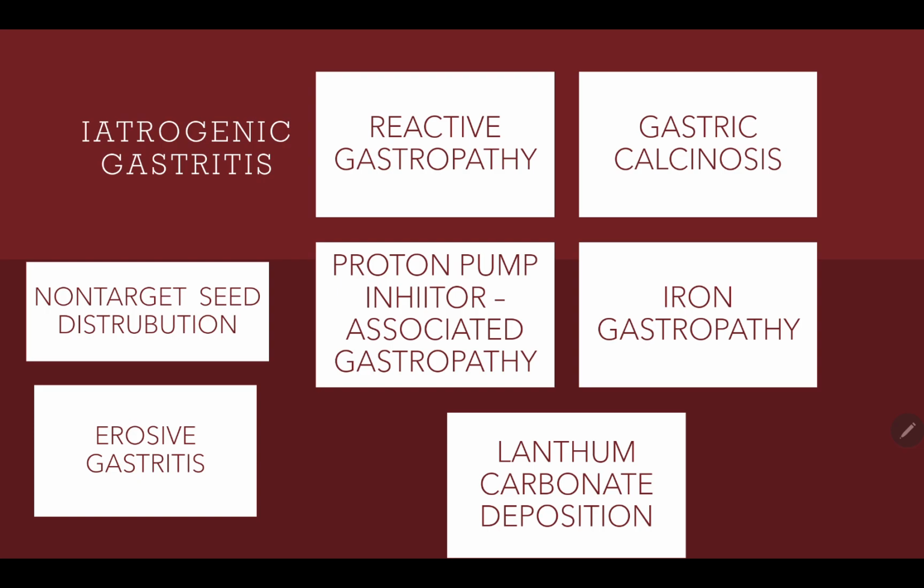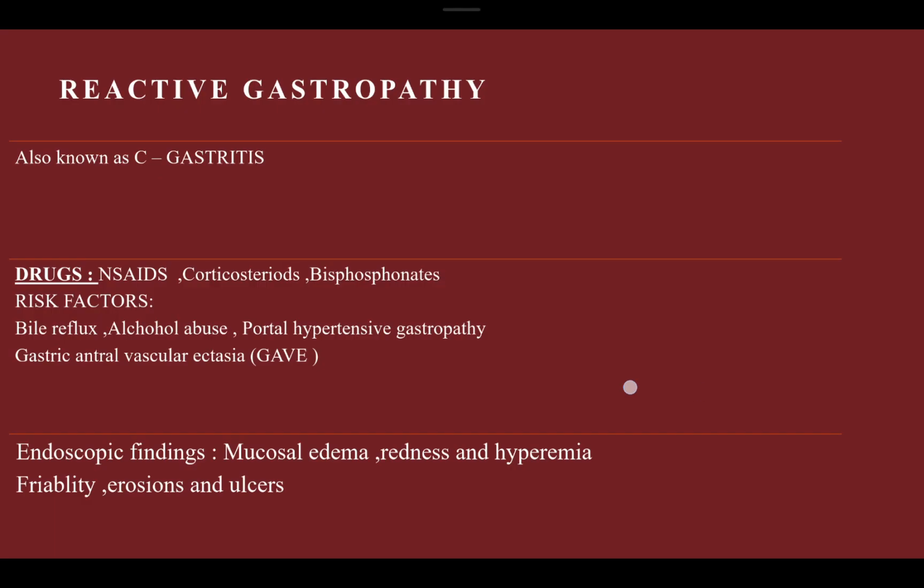Next is iatrogenic gastritis. What is iatrogenic gastritis? These are drug-induced changes. The different changes that we see are reactive gastropathy, gastric calcinosis, proton pump inhibitor associated gastropathy, iron gastropathy, lanthanum carbonate deposition gastropathy, non-target distribution, and erosive gastritis. These are the different gastric changes that we see.